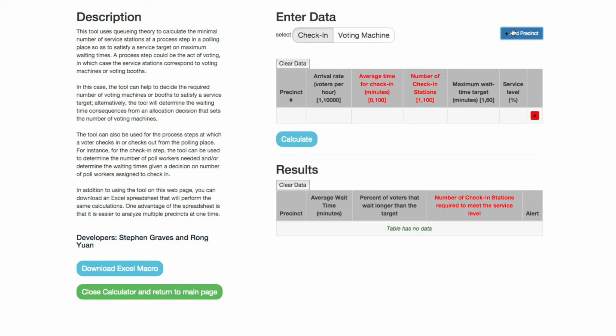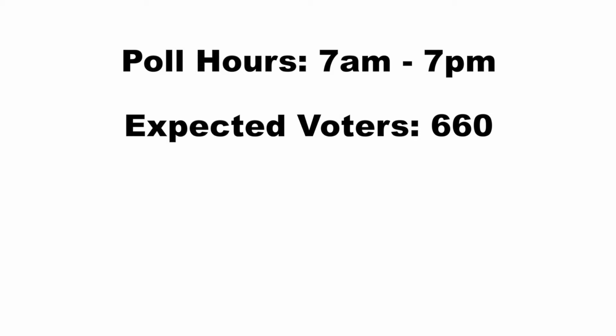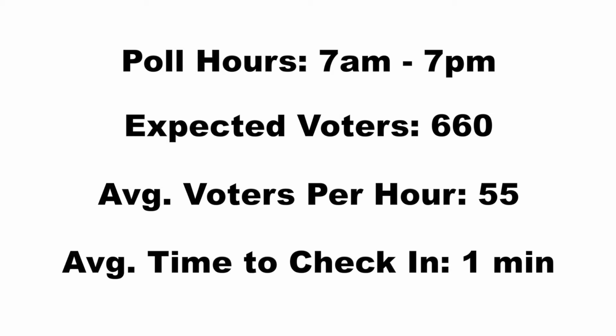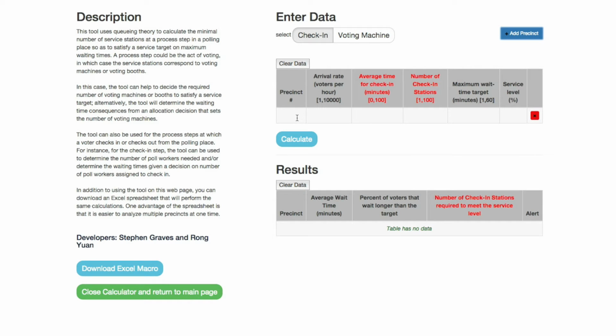Let's take a very simple example. To add some meat to this example, I will assume that the voting day is 12 hours long and that we expect 660 people to show up to vote. That works out to an average of 55 voters per hour. In addition, I will assume that we have estimated that it takes an average of 1 minute to check in. We'll call this precinct number 1.